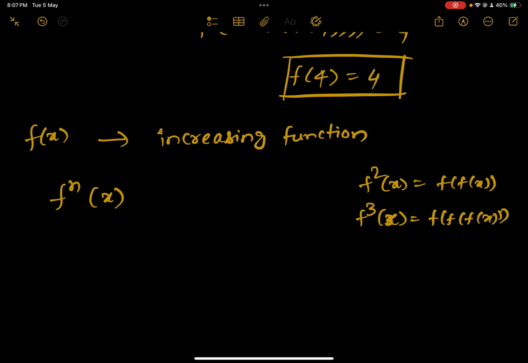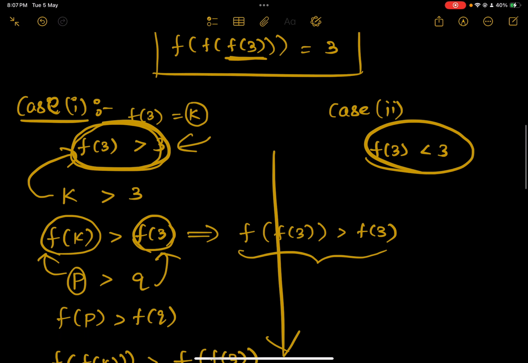If for an increasing function f^n of x is equal to x, this implies that f of x is also equal to x. This is one of the most important results that you should remember and understand for increasing functions. Alright, I hope you have understood.